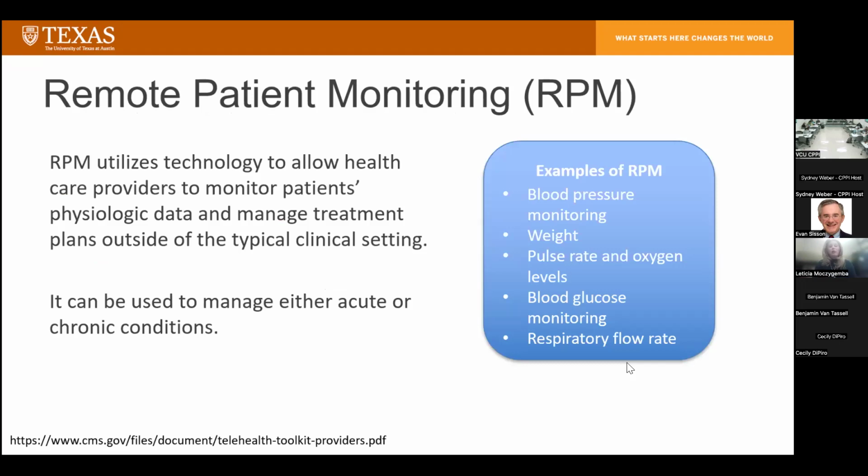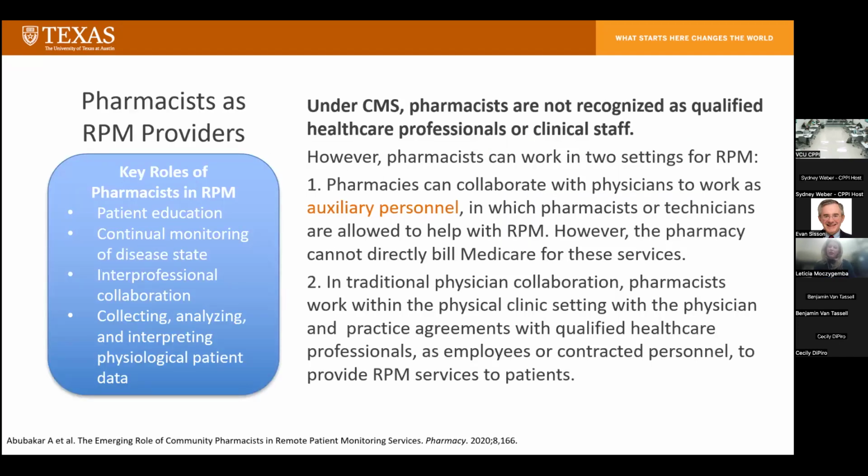And so just to give a very brief review of remote patient monitoring, this is one of those emerging and hot topics. It utilizes technology to allow healthcare providers to monitor patients' physiologic data and manage treatment plans outside of the typical clinical setting. It can be used to manage either acute or chronic conditions. There are a number of different types of RPM in the marketplace: blood pressure, weight, pulse rate, oxygen levels, blood glucose, respiratory flow rate. And as I mentioned, we focused on hypertension because it really aligned with the overall goals of our funder. Also, when we started looking into this in late 2021, there was just a lot emerging about pharmacists' potential roles in RPM.